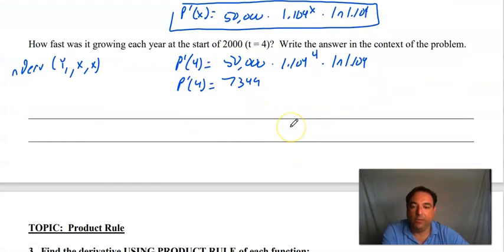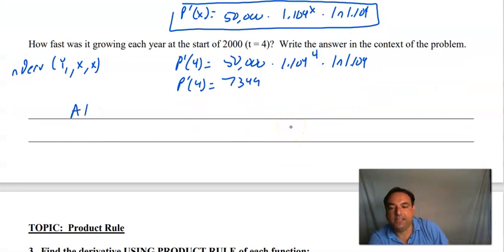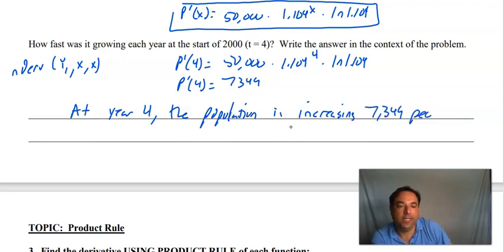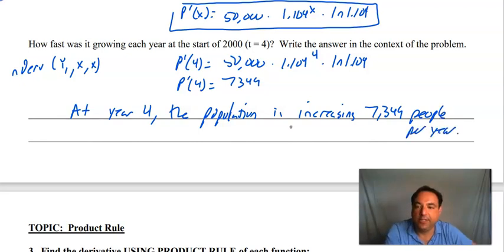So when we write this up, it would be at year 4. How is the population changing? The population is increasing. How do I know it's increasing? Because it's positive 7,349 people per year. So at year 4, the population is increasing 7,349 people per year.